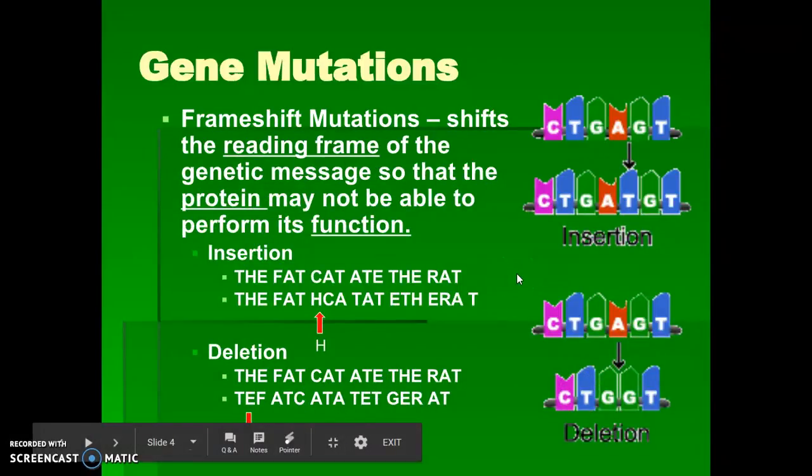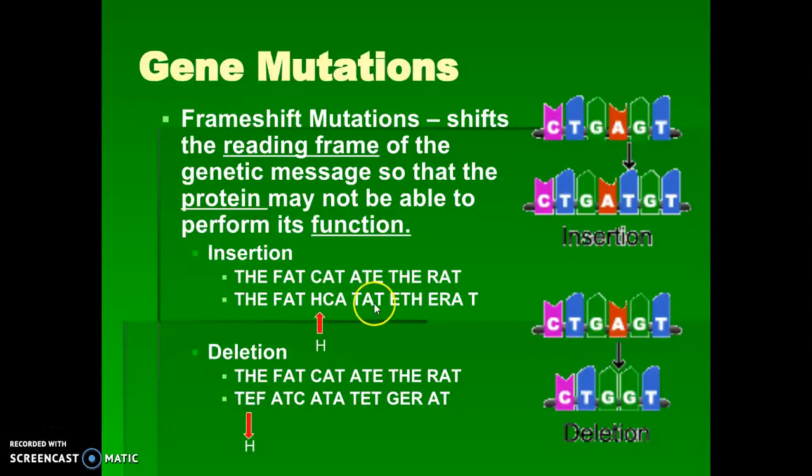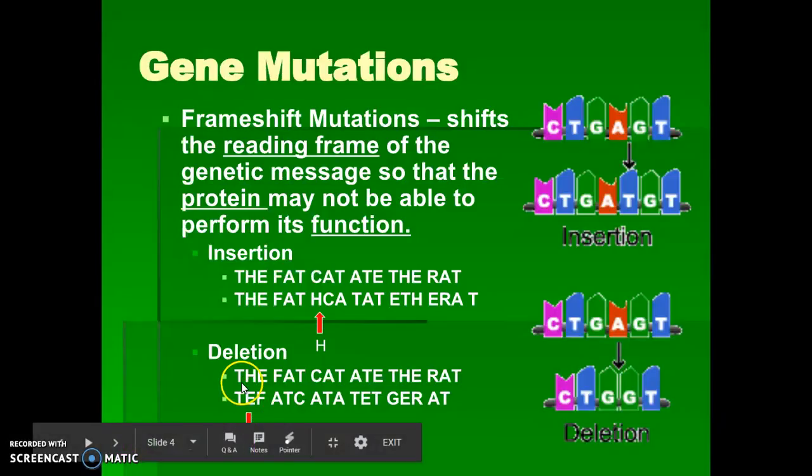Frame shift mutations mean that we're going to shift the entire genetic message, so the protein may not be able to perform its function. Insertion, again, you're putting something in. We've put in an extra letter here, and now this whole thing doesn't read right. Same kind of thing here. We deleted or took away a letter and shifted everything this way, and again, it does not read right.